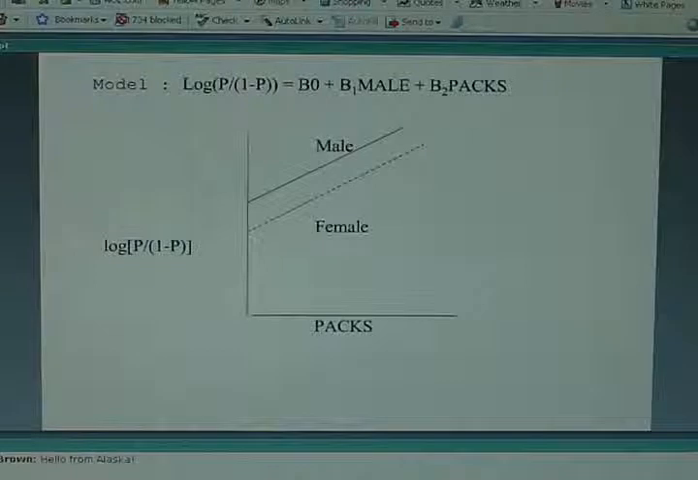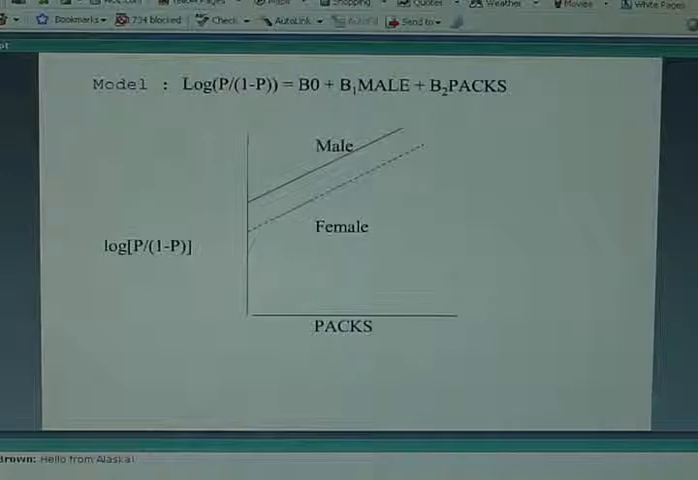It says non-smokers, 1-pack-a-day smokers, 2-pack-a-day smokers, 3-pack-a-day smokers. Males have a higher log odds than females because the gap between these two parallel lines is the same. The gap is equal to that number B1.